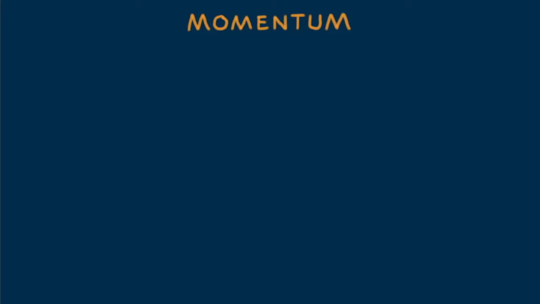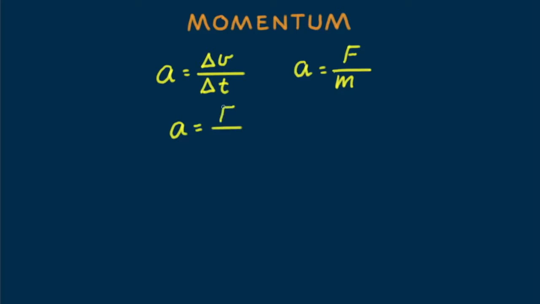Let's see what results when we equate a couple of familiar equations. Recall that acceleration equals delta v over delta t. Also recall that the acceleration is equal to F over m, Newton's second law. Let's equate the two acceleration equations.